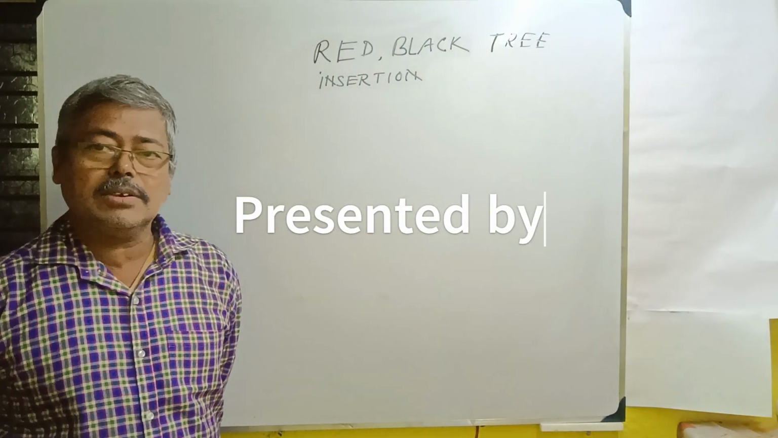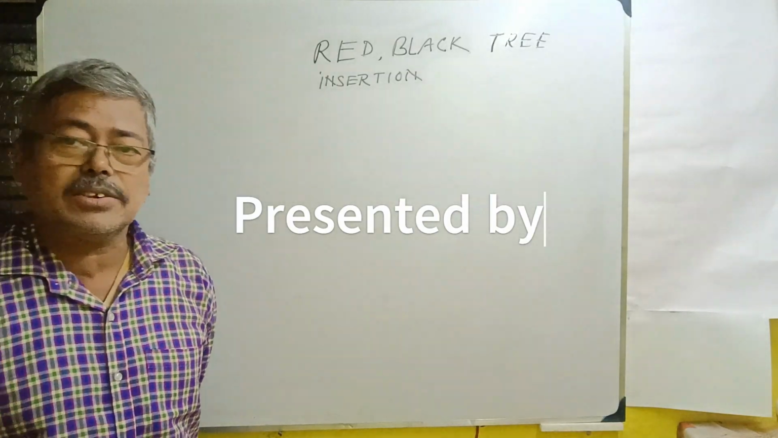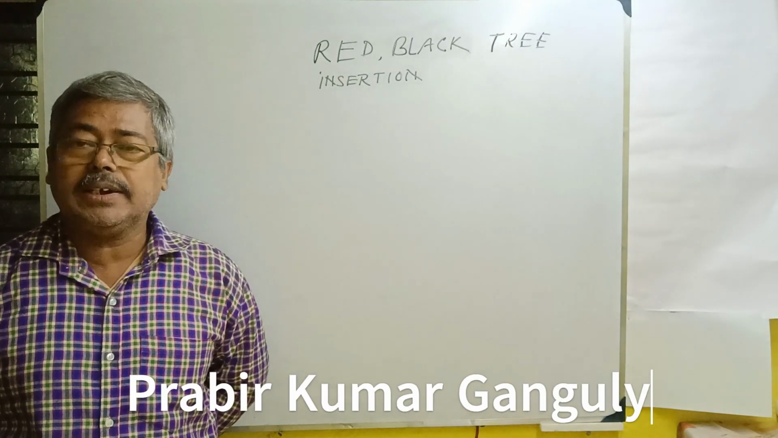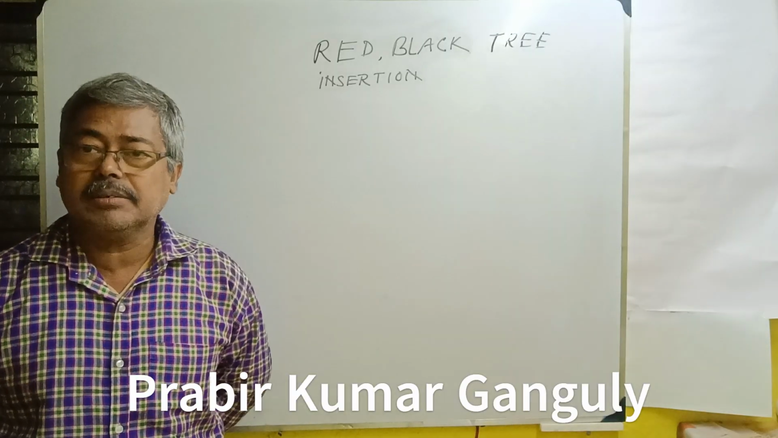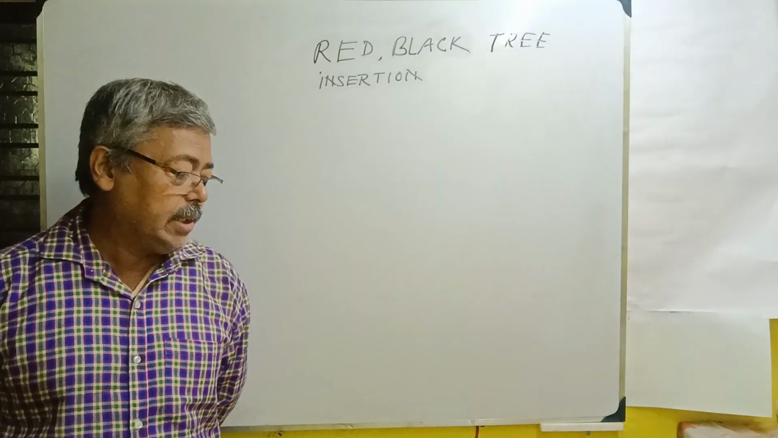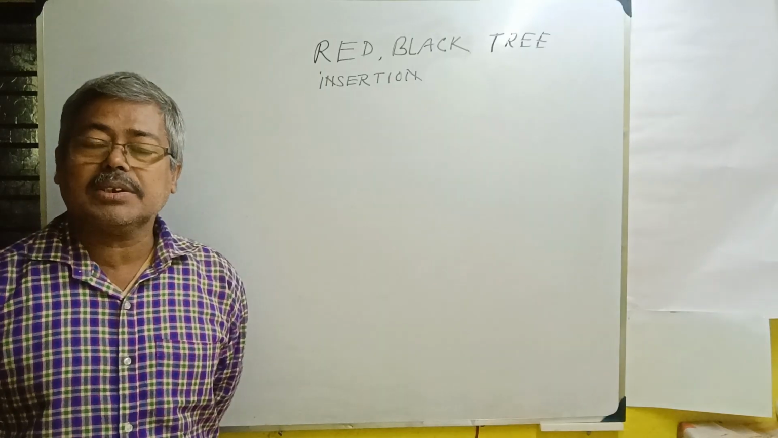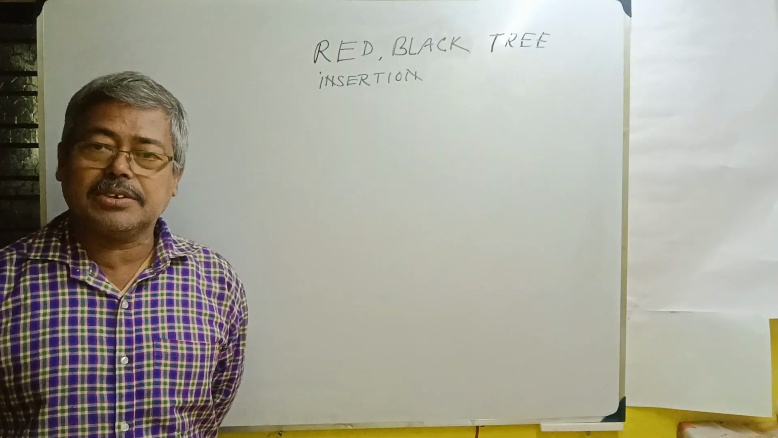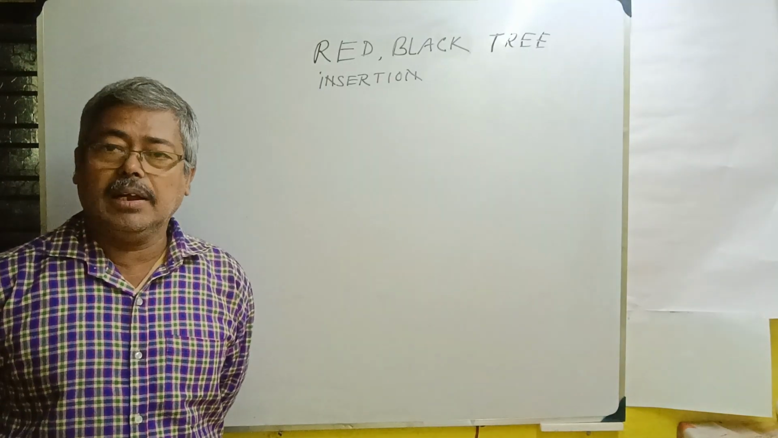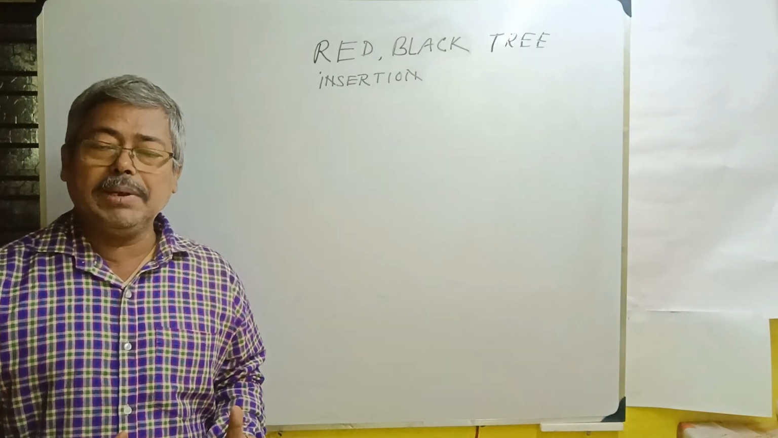Today I want to discuss the insertion of the red-black tree, how the data is inserted into the red-black tree. Data insertion in a red-black tree we can divide into two parts. First is like the BST, binary search tree, and the second part is like the AVL tree.